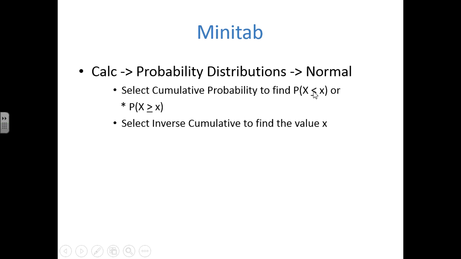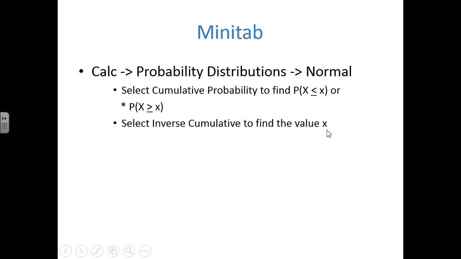And you're going to select cumulative probability if you're trying to find the probability that x is less than or equal to, or less than, in continuous distributions, less than, equal to, and less than are the exact same answer, some value x, or the probability that x is greater than or equal to x. Remember, when we're doing this one, it's still cumulative, but then we have to do 1 minus our answer.